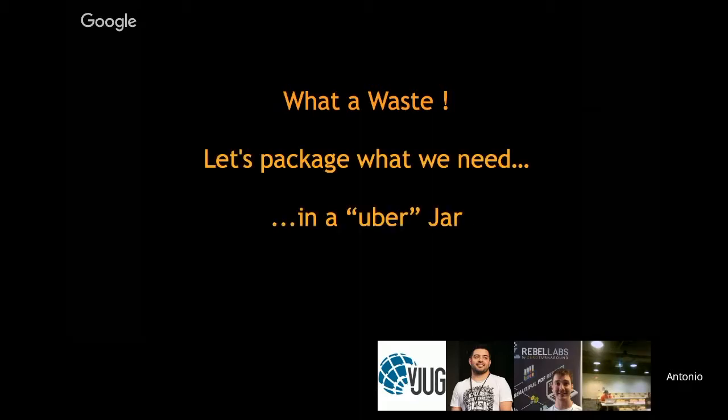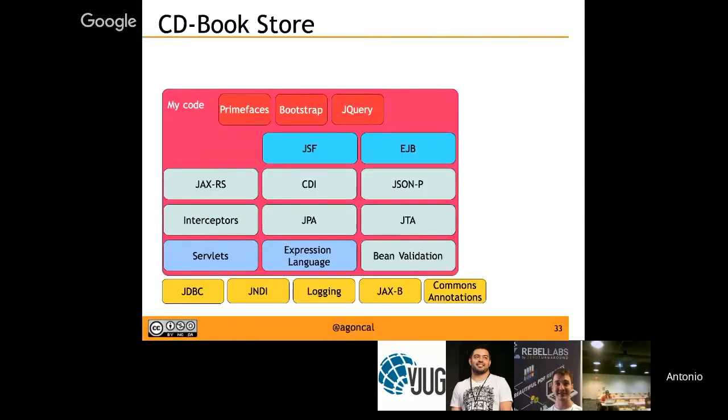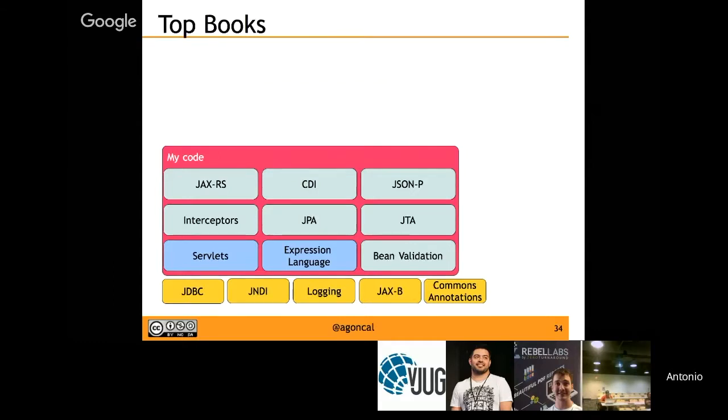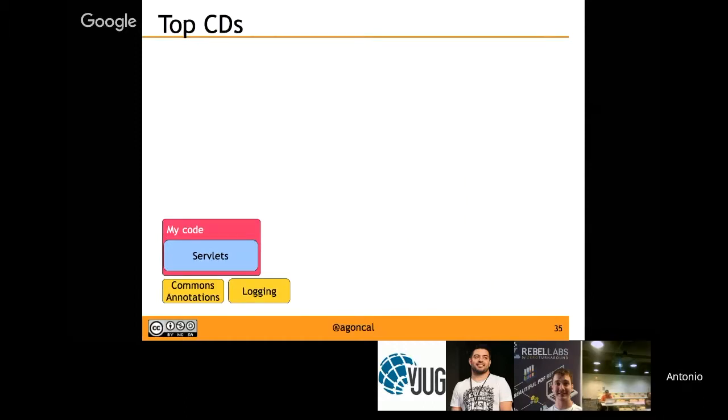What about packaging only what we need in a fat jar? Why not take all the Java EE bits as a dependency and put them in a fat jar? Wouldn't it be nicer if for the CD bookstore, I would say, I do not need JMS. I'm going to only package EJB and JSF and JPA in a fat jar running on a JVM. Same for top books. As you can see, it's even smaller. There's no EJBs, there's no JSF. And wouldn't it be perfect for top CDs? Top CD is just one servlet.